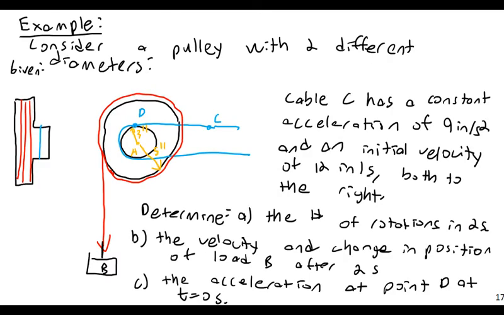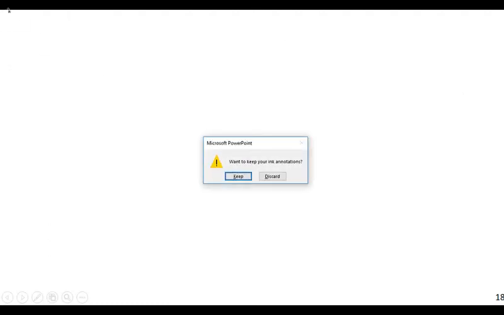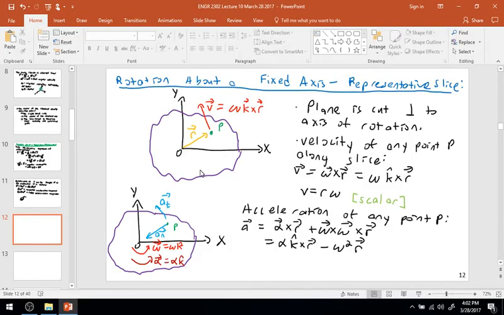All right, any questions about the setup so far? All right. Okay, so let's work through all of that lovely nonsense. The first thing we're going to be looking for is the number of rotations in 2 seconds, or the number of revolutions, we might say. Okay, so the first thing I'm going to say is that the tangential, let's definitely keep that. Sorry about that.